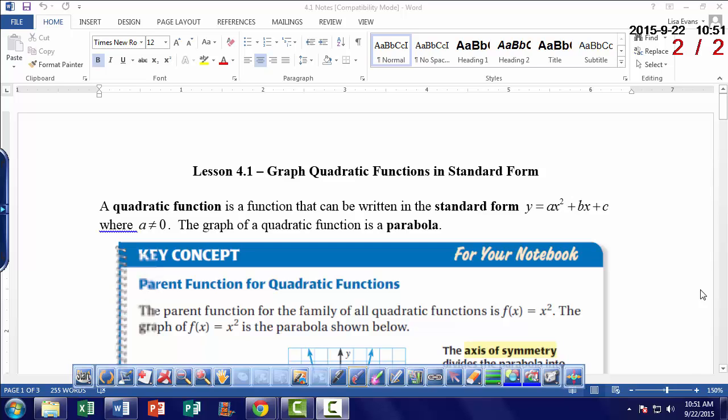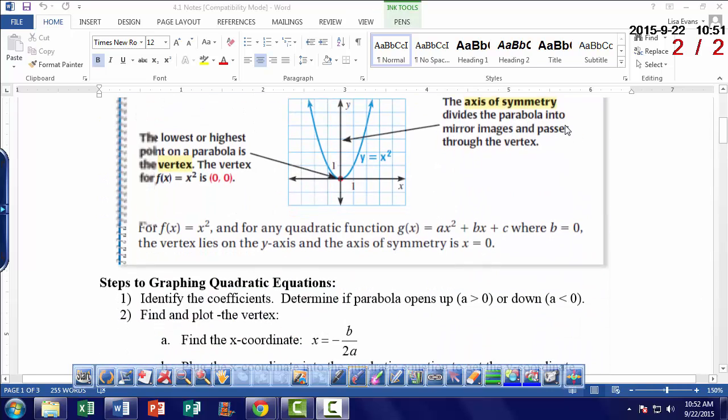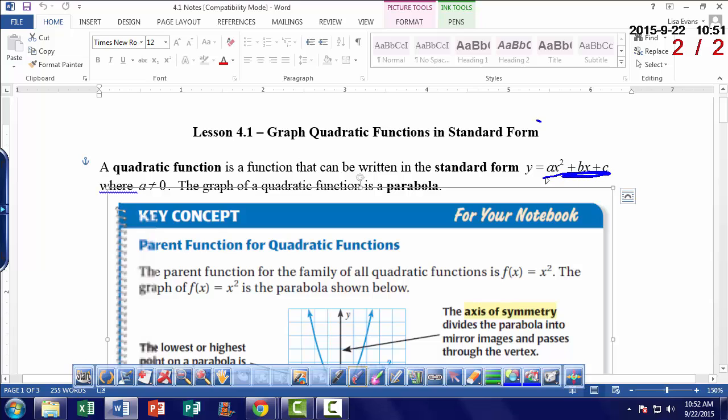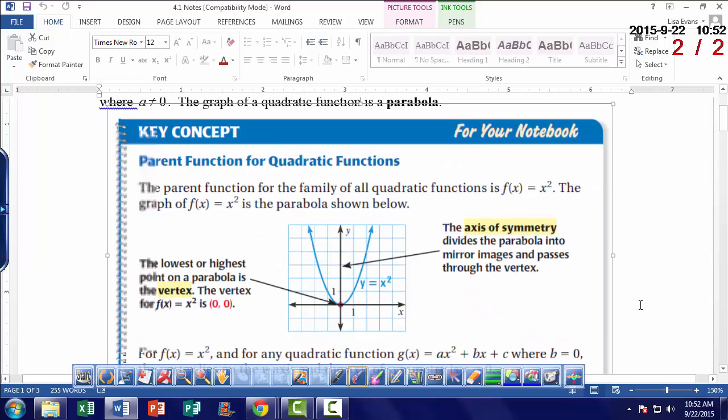Okay, a quadratic function in standard form is y equals ax squared plus bx plus c. You need to know this. This is called standard form, where the exponents are descending and our constant is last, where a does not equal 0. The graph of a quadratic function is what we call a parabola. A parabola is a U-shaped graph.